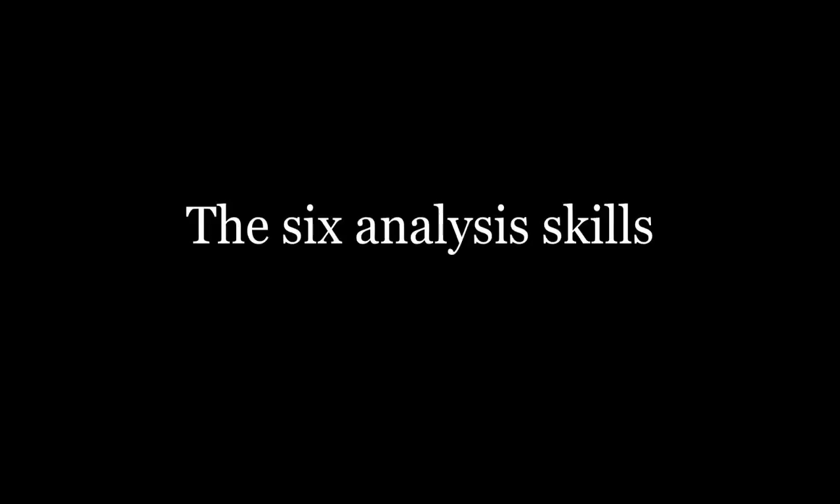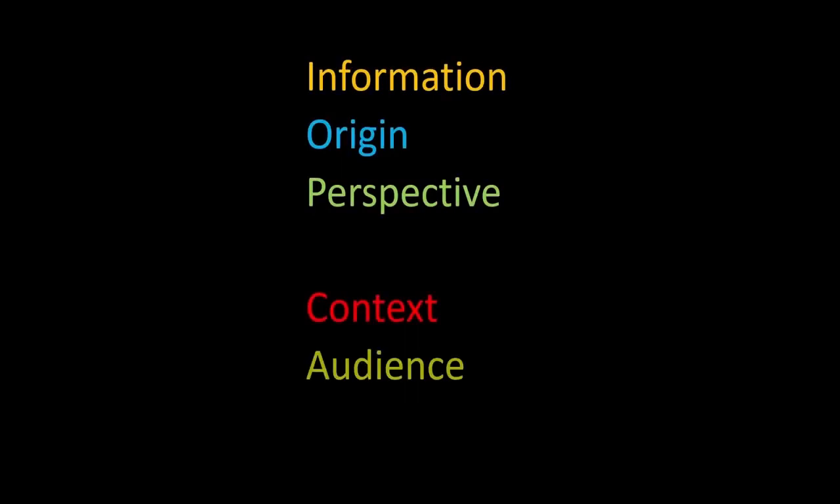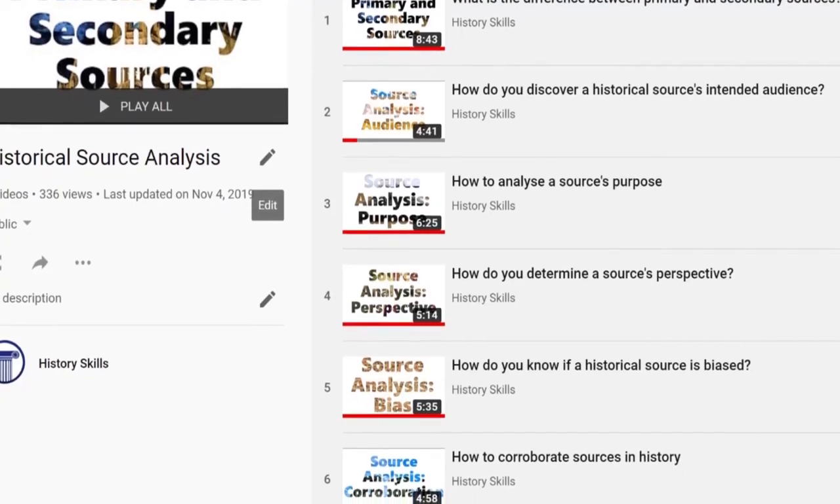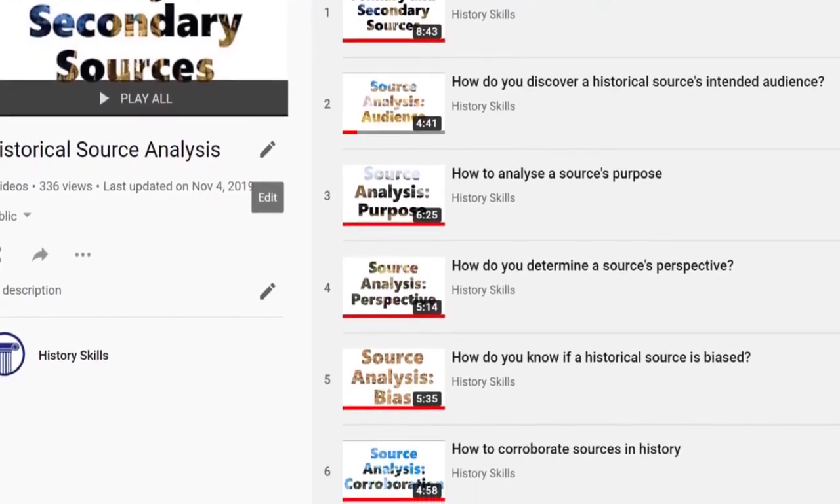To provide a complete analysis of your source, there are 6 specific source analysis skills you need to use. They are information, origin, perspective, context, audience, and motive. An easy way to remember these 6 skills is to use the acronym IOP-CAM. I've actually created individual videos about each of these 6 skills that go into much greater depth about each one.